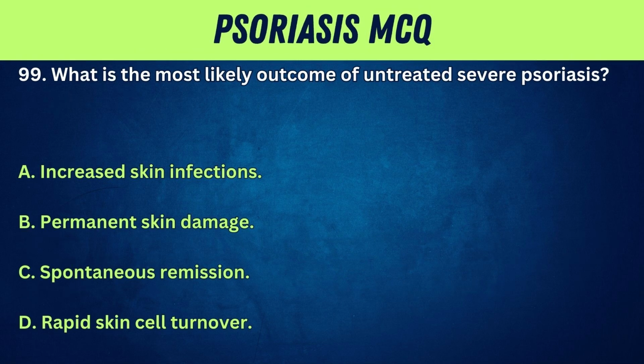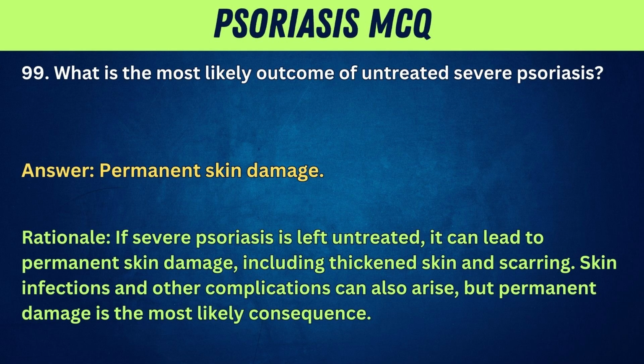99. What is the most likely outcome of untreated severe psoriasis? A. Increased skin infections. B. Permanent skin damage. C. Spontaneous remission. D. Rapid skin cell turnover. Answer: permanent skin damage. Rationale: if severe psoriasis is left untreated, it can lead to permanent skin damage, including thickened skin and scarring. Skin infections and other complications can also arise, but permanent damage is the most likely consequence.